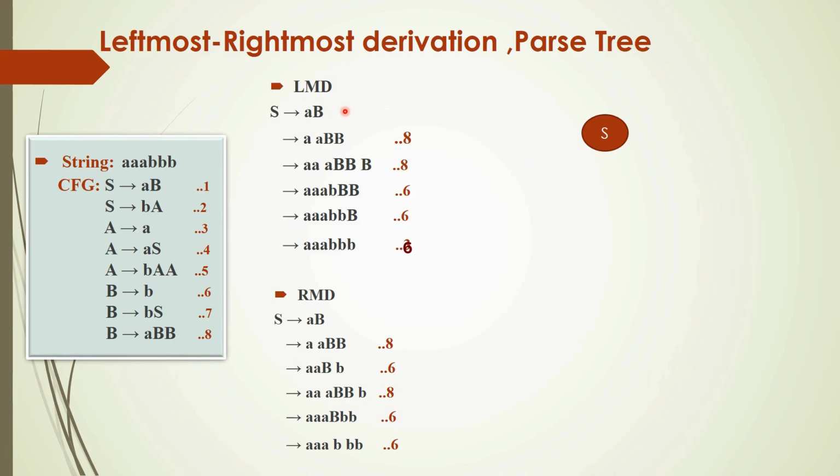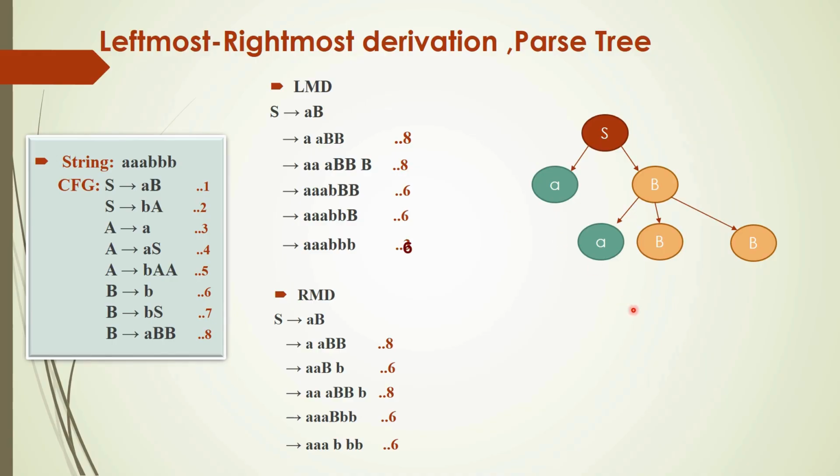Let's generate a parse tree. Okay, so the starting symbol is S. After that we have to generate a and B. So that's why a and B are generated. Now we have to substitute this B as something like aBB.